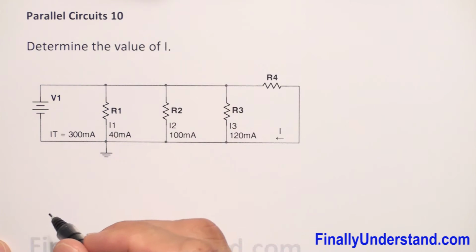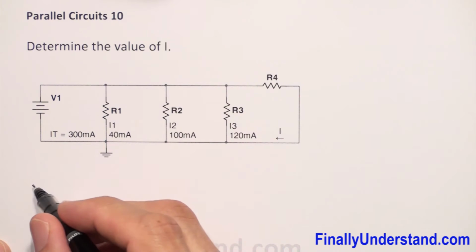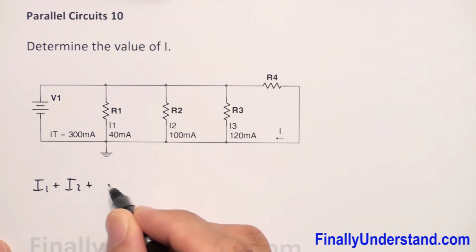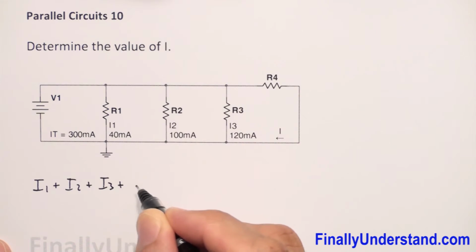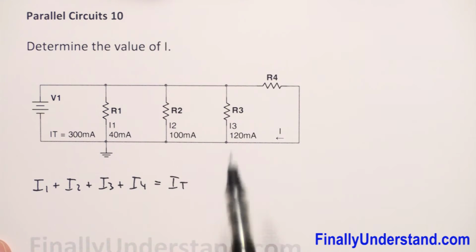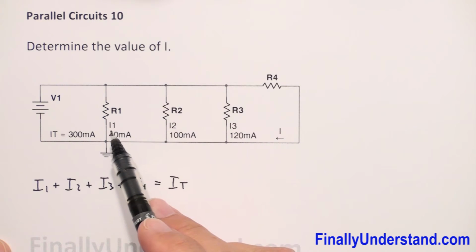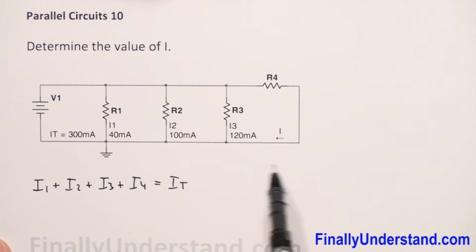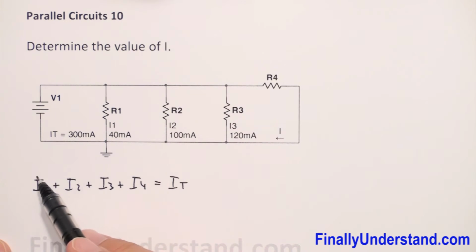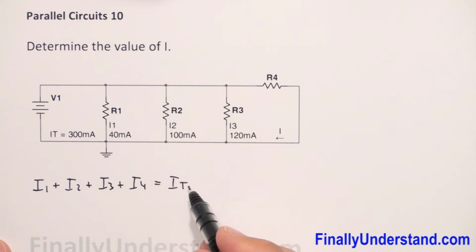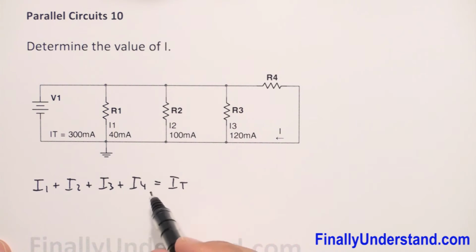Keep in mind that KCL says, for a parallel circuit of course, that I1 plus I2 plus I3 plus I4 is equal to I total. In other words, the sum of these four currents is going to give me I total. But I do not have I4. So what I'm going to do is simply move I1, I2, and I3 to the other side of my equal sign, and solve this equation for I4.